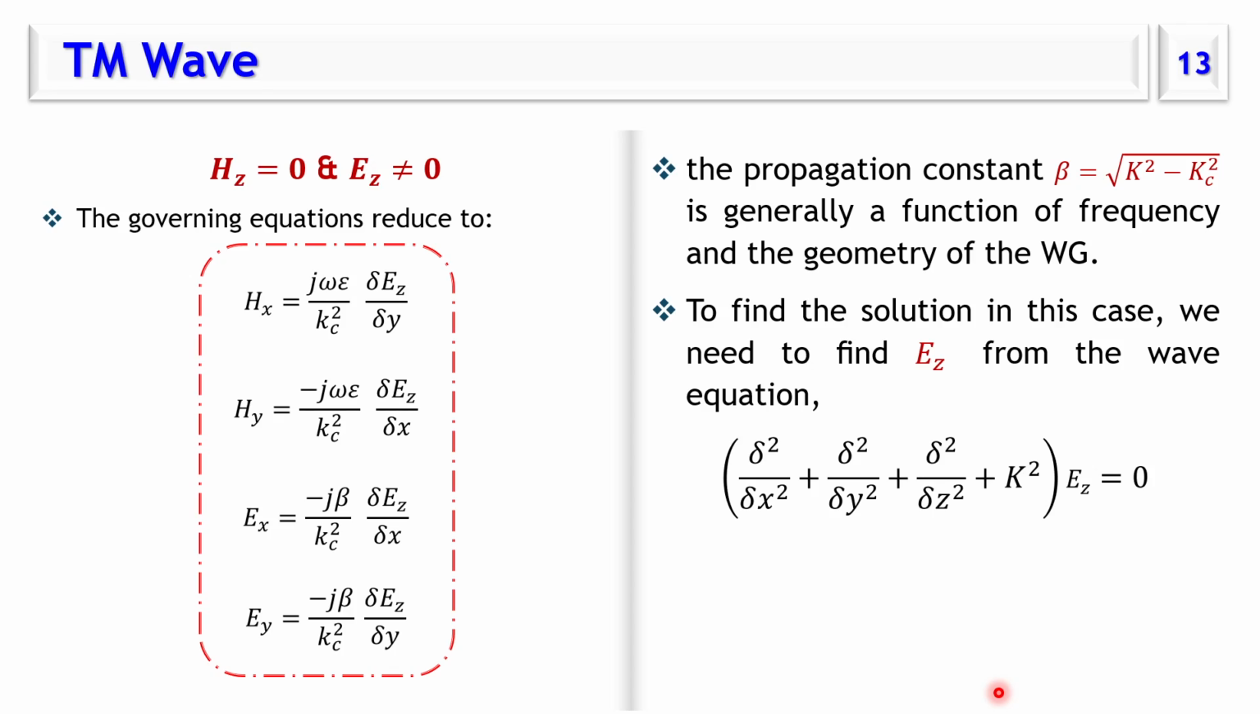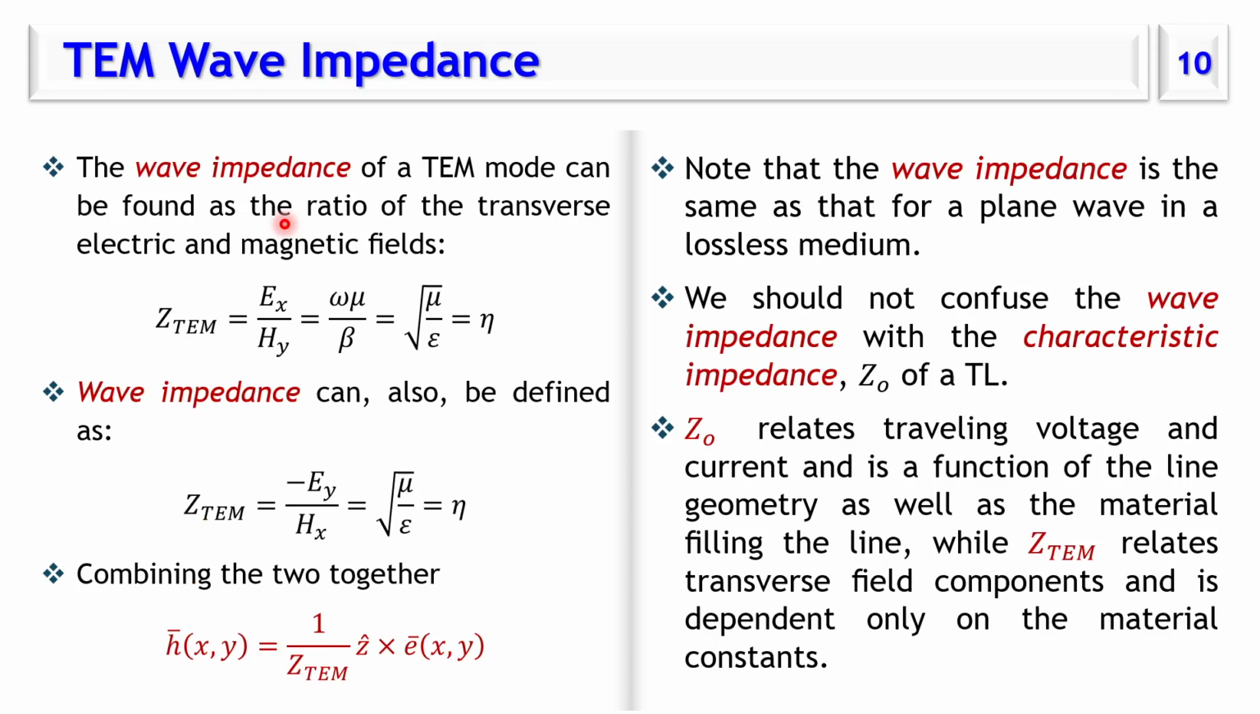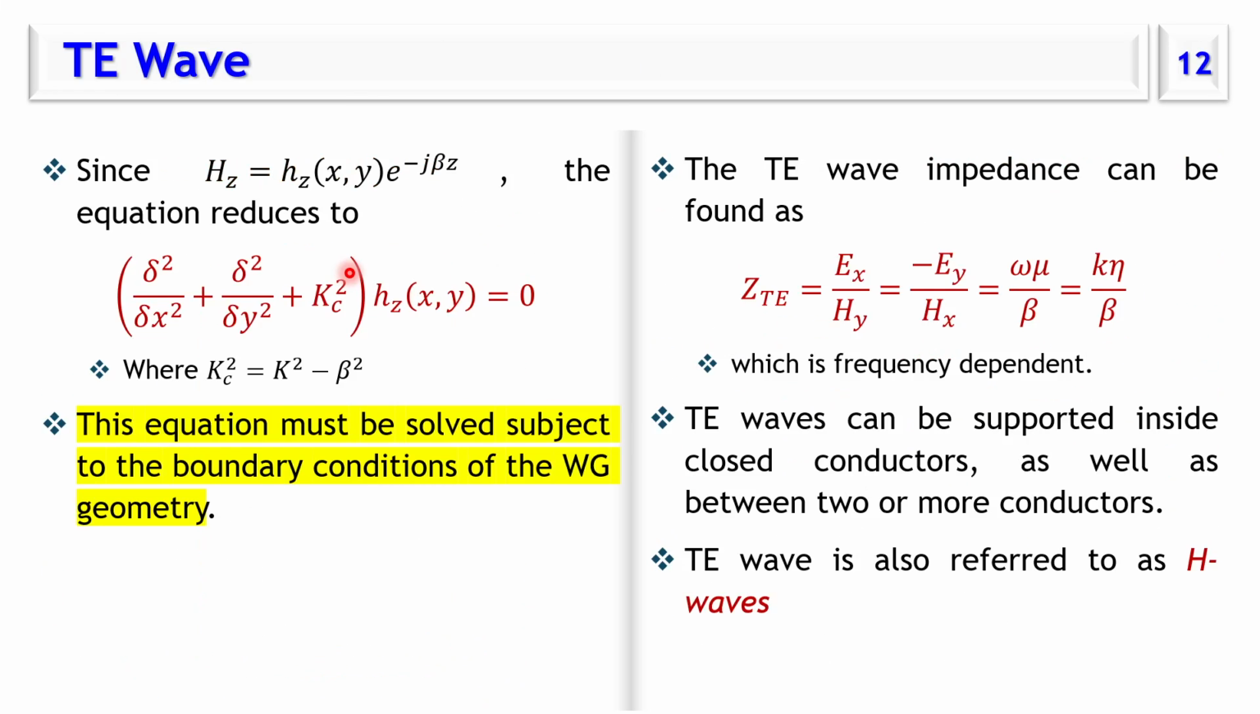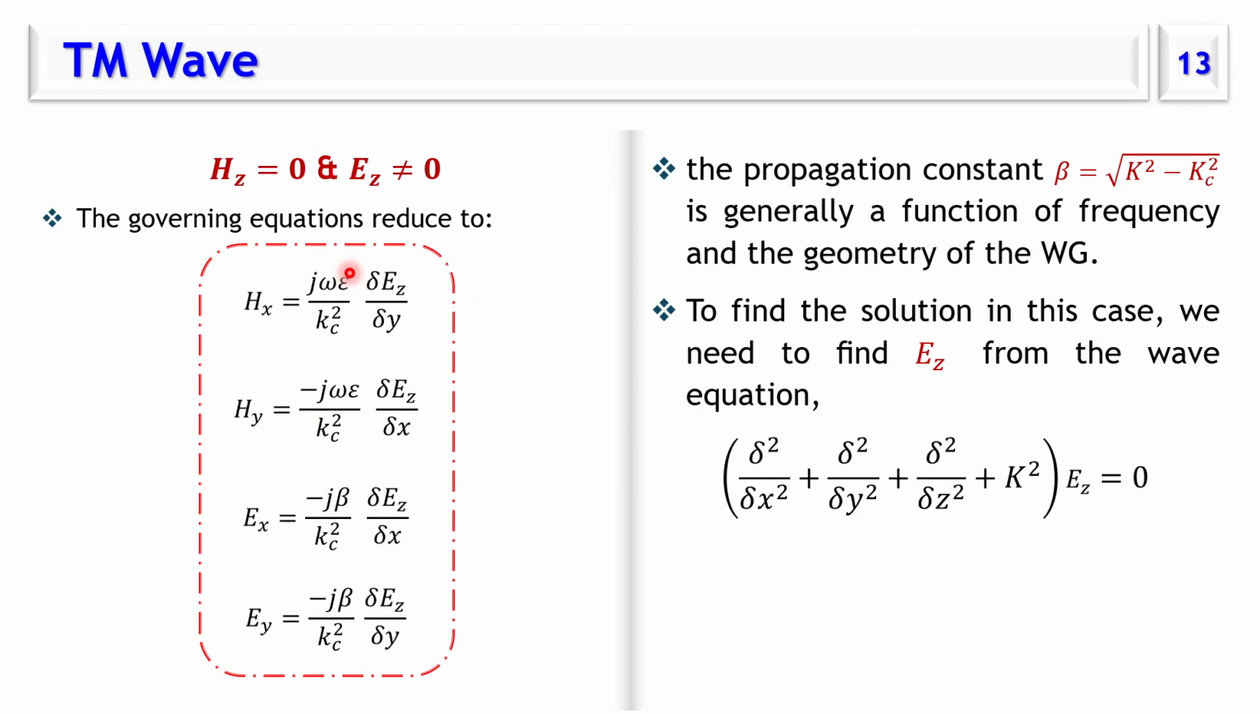The third category is the transverse magnetic waves. Transverse magnetic means no longitudinal component for the magnetic field, Hz equals 0, but we have a longitudinal component for the electric field. So we go back again to slide 8. We put Hz equals 0, Ez is not. So transverse magnetic waves have Maxwell's equations reduced to those four.